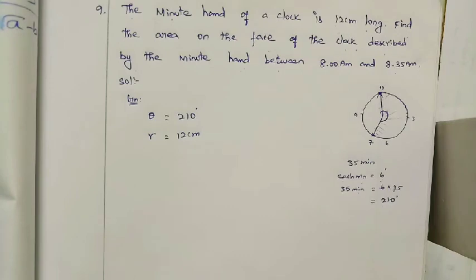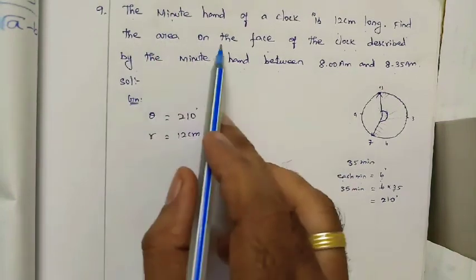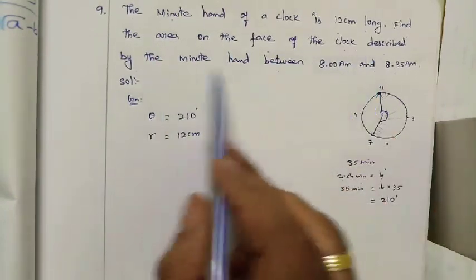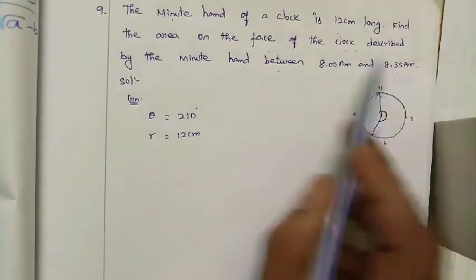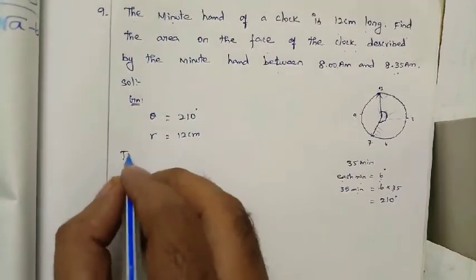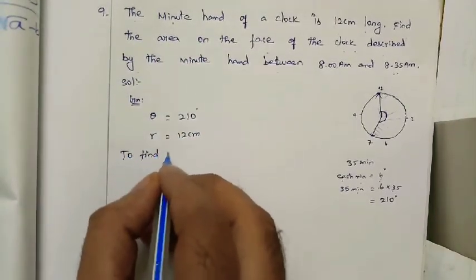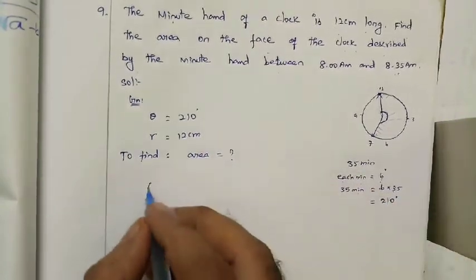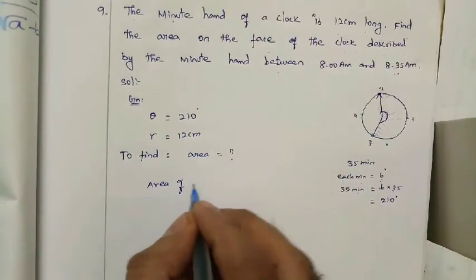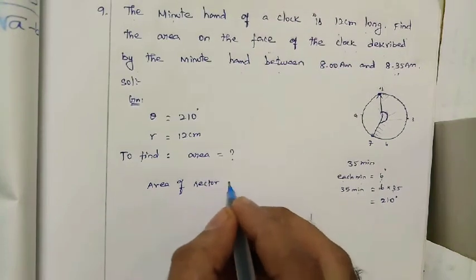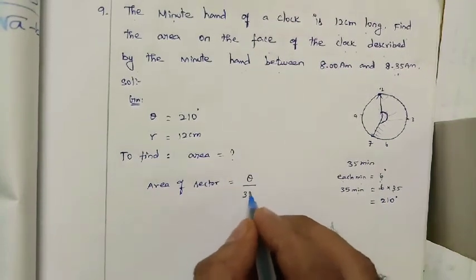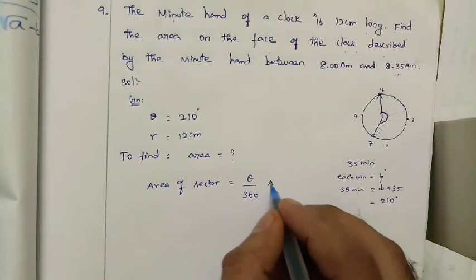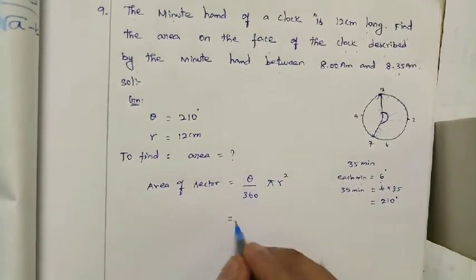Now what do we want to find? We want to find the area on the face of the clock described by the minute hand between 8 a.m. to 8:35. To find what? Area. Here what shape is this describing? Area of a sector. So what is the formula of area of a sector? Area of sector is equal to theta divided by 360 into pi r square.